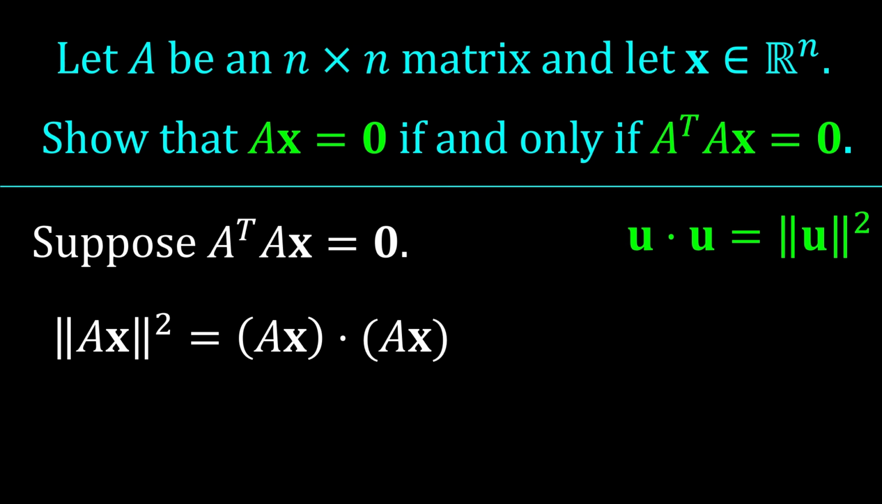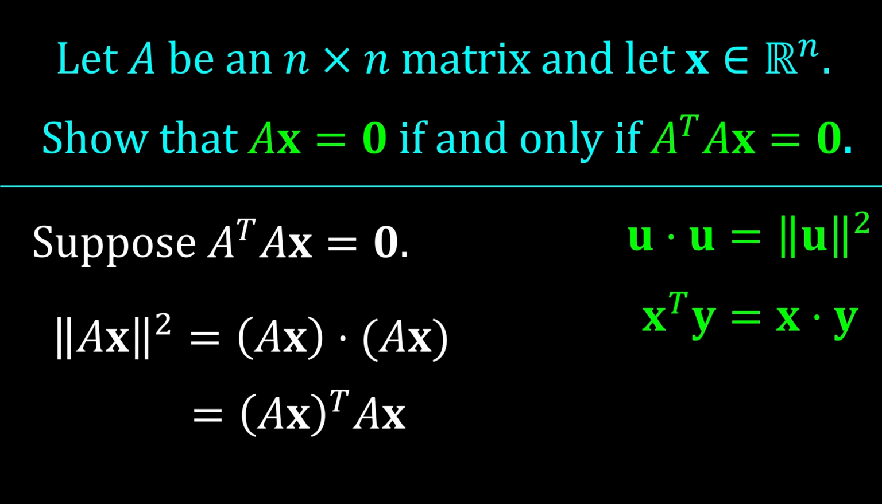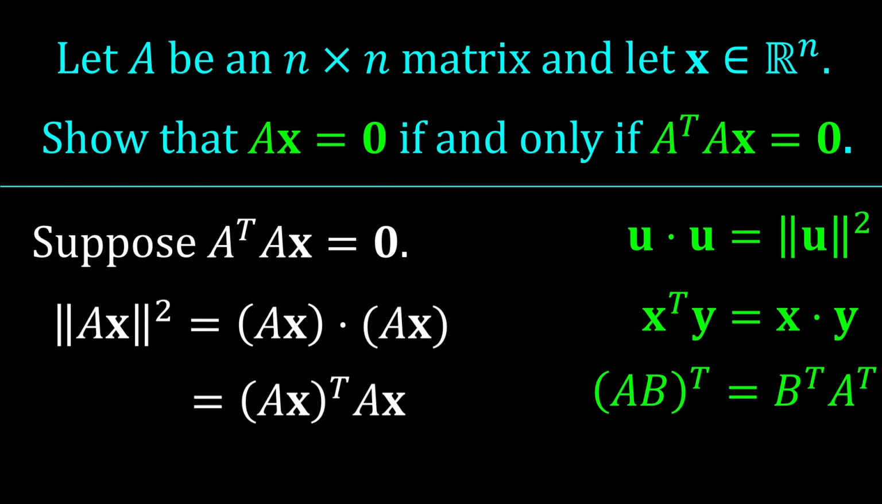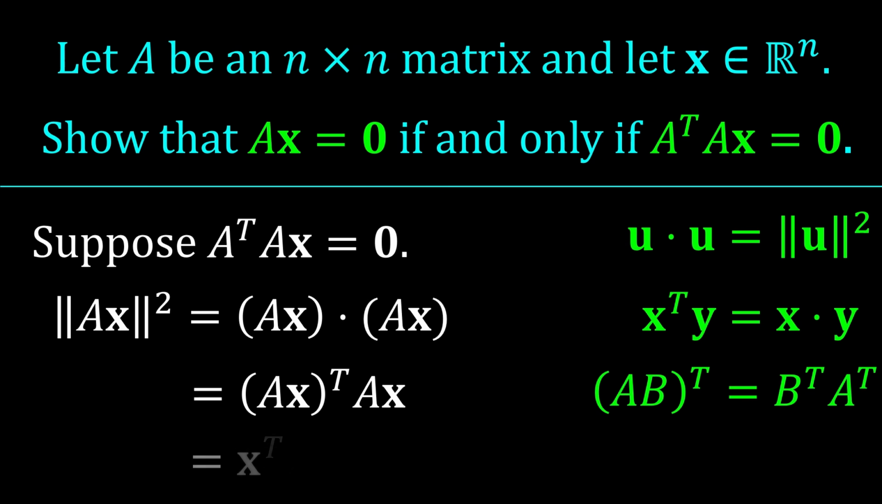Okay, so what now? Well, think about it. Ax is a vector. Always keep that in mind, Ax is a vector. And we're taking the dot product of vectors, so we can use our new trick. We'll have the transpose of this thing times Ax. It's kind of obvious to do the transpose product rule here. AB transpose equals B transpose A transpose.